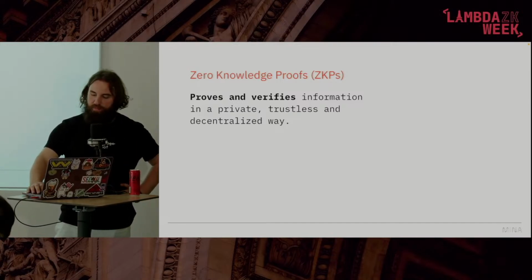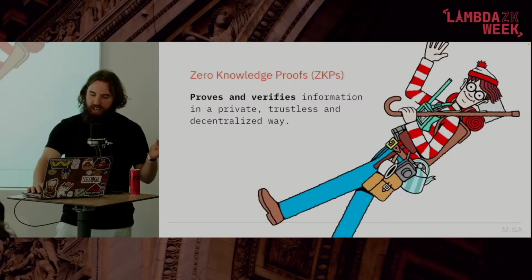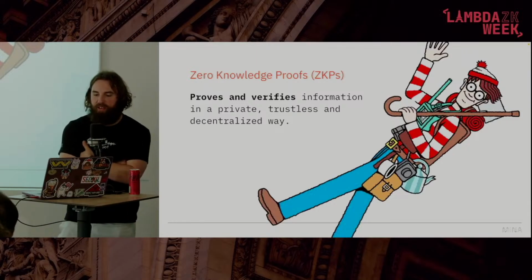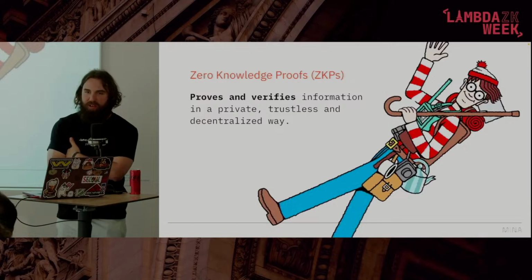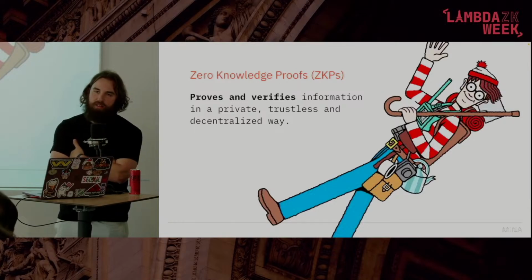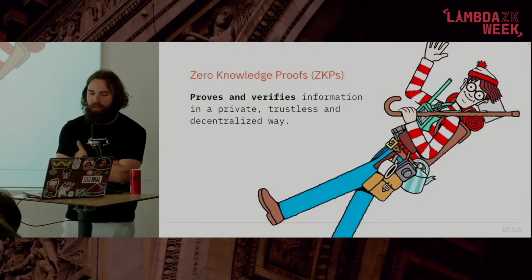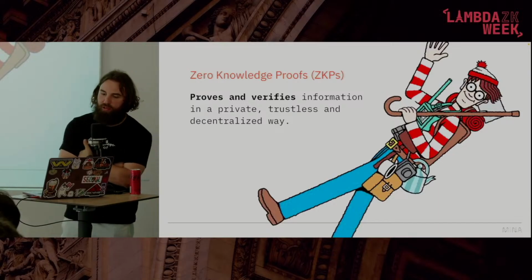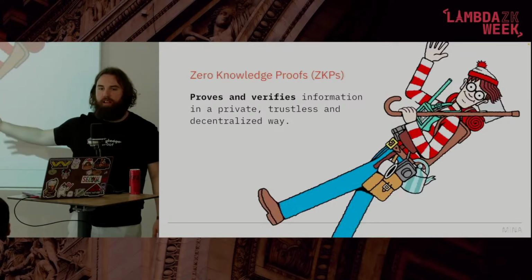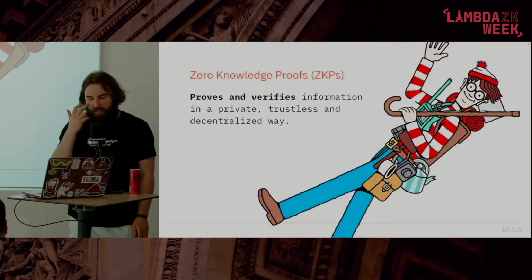So a zero-knowledge proof is a piece of cryptography that you can use to prove information in a private, trustless, and decentralized way. So what does that actually mean? Usually I use the canonical example of Where's Wally, to illustrate how a zero-knowledge proof works. If you're playing Where's Wally, or if you're from the US, Where's Waldo, there's a big chaotic picture, and this character is hiding somewhere in it, right? And you've got to find where this guy is. He goes on his adventures and gets into lots of situations.